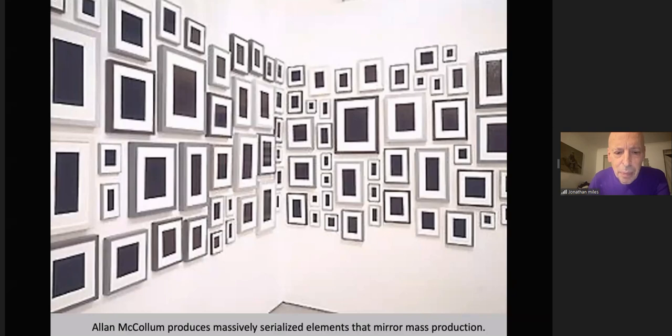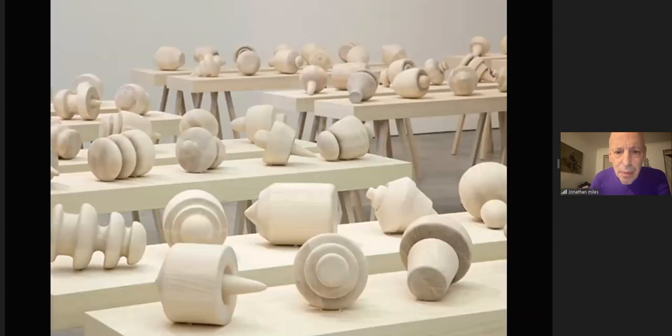This Allan McCollum produces massively serialized elements that mirror mass production. They're just black monochromes in different size frames. And he also produces elements of industrial templates, but in craft, and displays them. Again, a serialized way of presenting work. Repetition and serialization and standard materials.